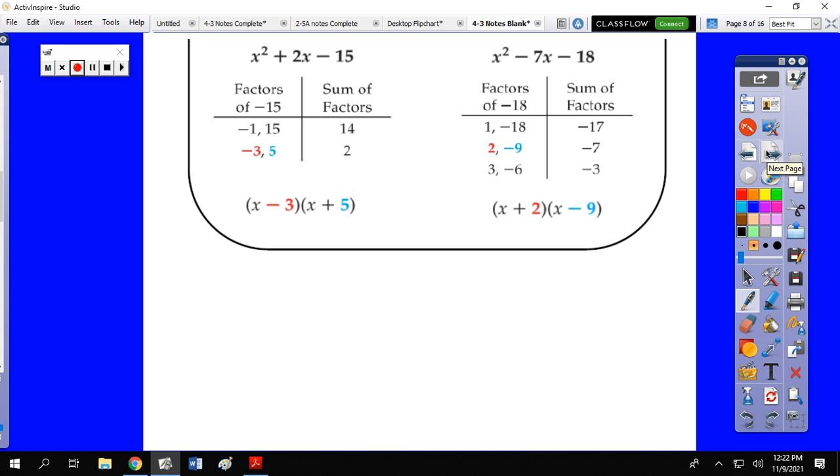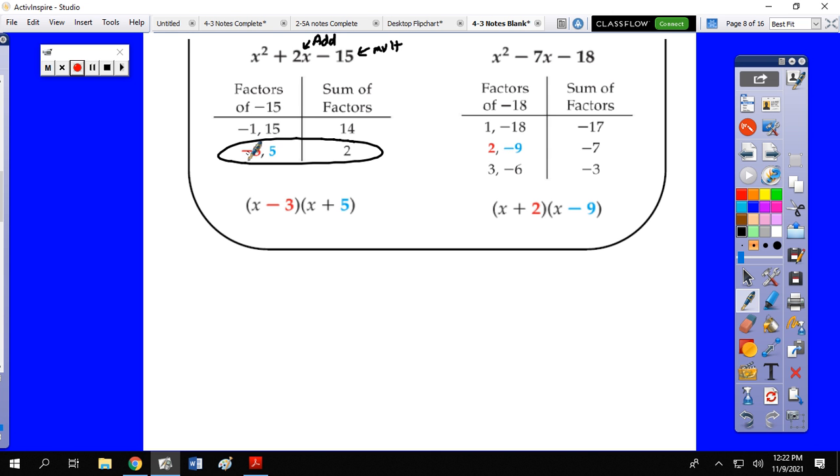There are two more examples in your notes. We're going to go through those again real quick. We've got two numbers that multiply to negative 15 and add to positive 2. If they multiply to a negative number, one would have to be positive and one would have to be negative. So no matter which numbers you're talking about, you want the pair of numbers that multiplies to negative 15 and adds to positive 2. That would be negative 3 times 5.